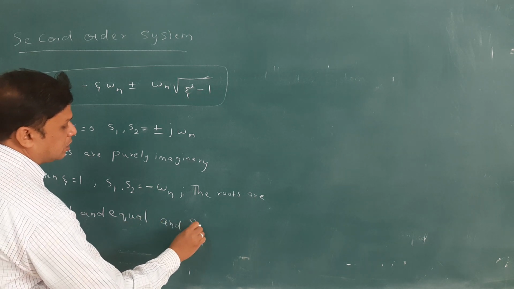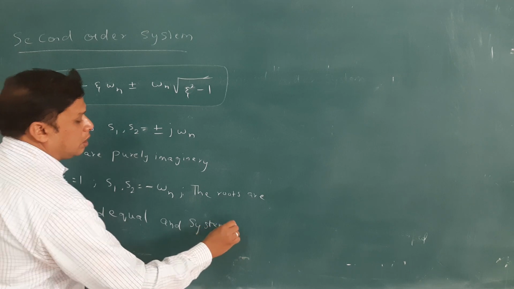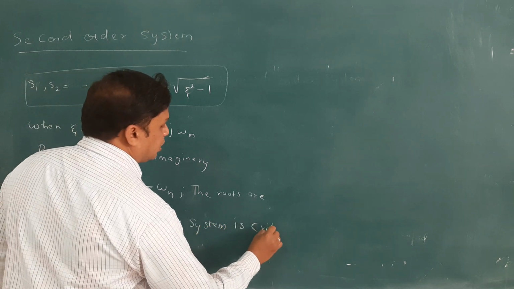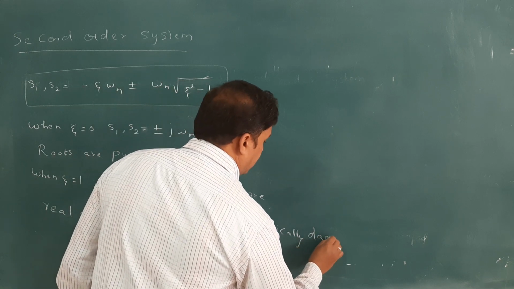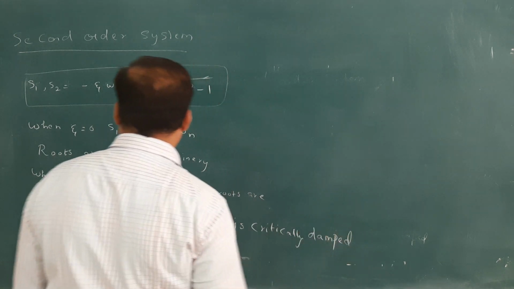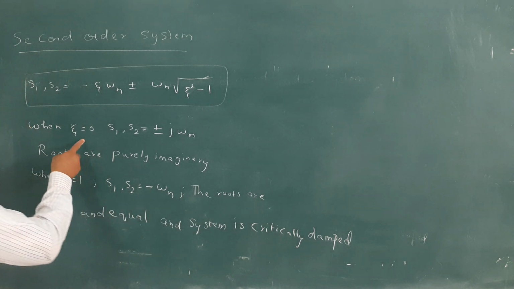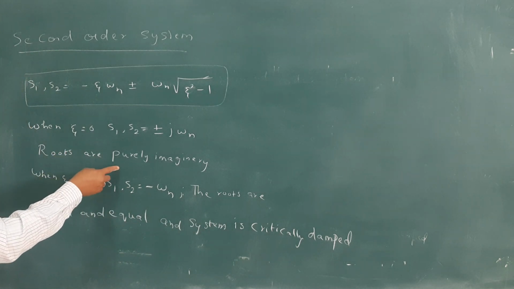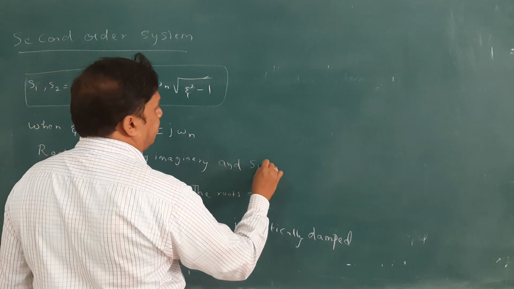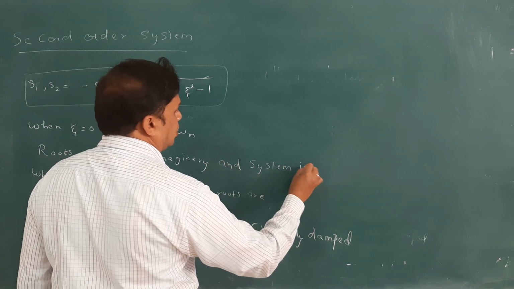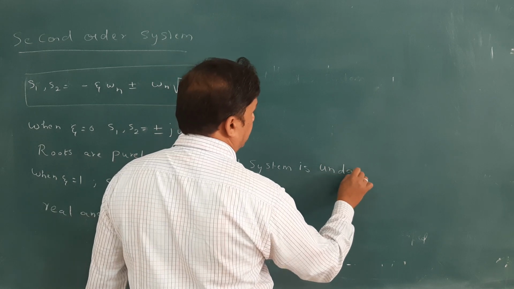The system is critically damped. And here, for zeta equal to 0, the roots are purely imaginary, and the system is undamped.